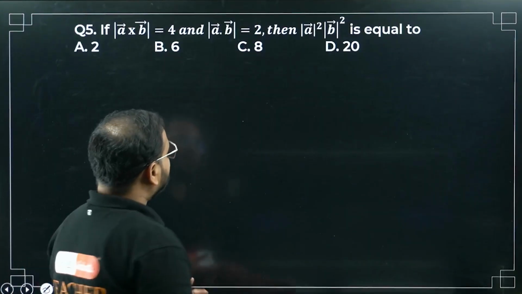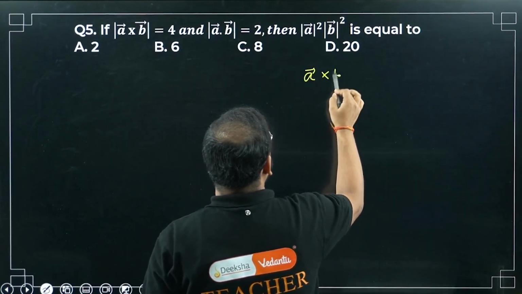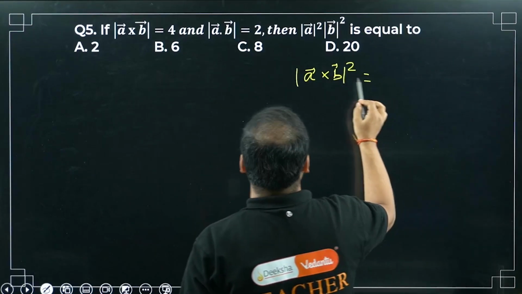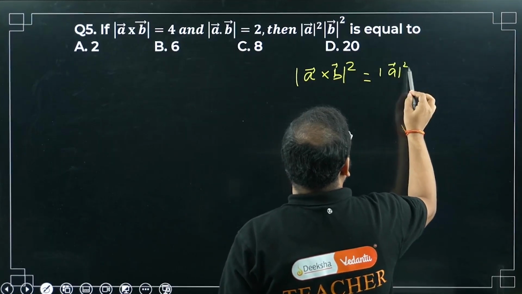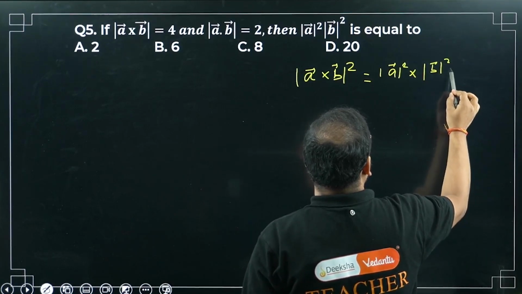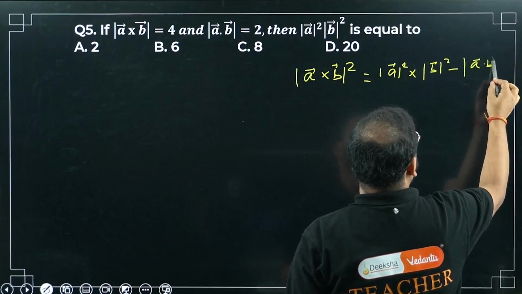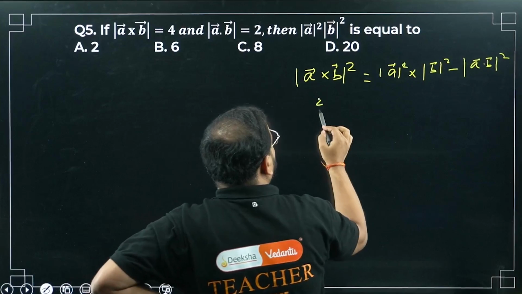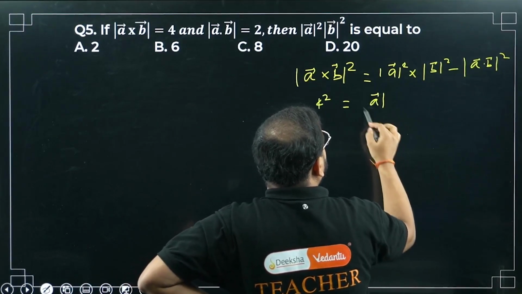I can write this over here like that. Please check. Mod of a cross b, the whole square, equals what? Magnitude of vector a square times magnitude of vector b square minus the dot product magnitude, the whole square, right? How much is that given as? 4. So 4 square equals what? This is what we're looking for, right?